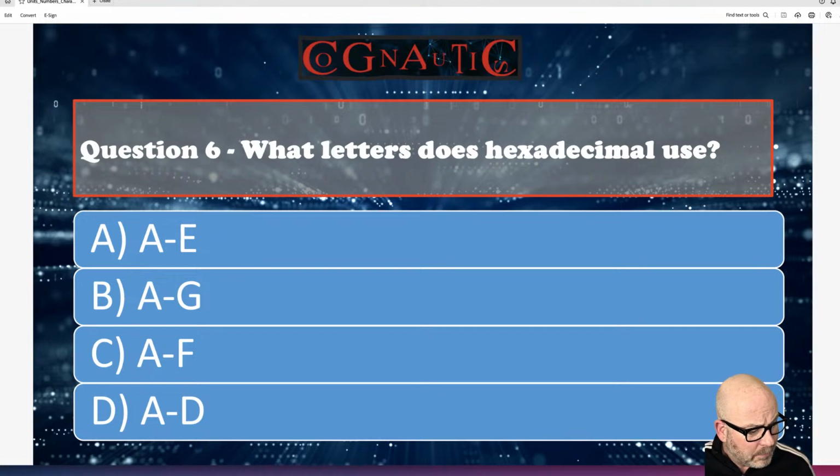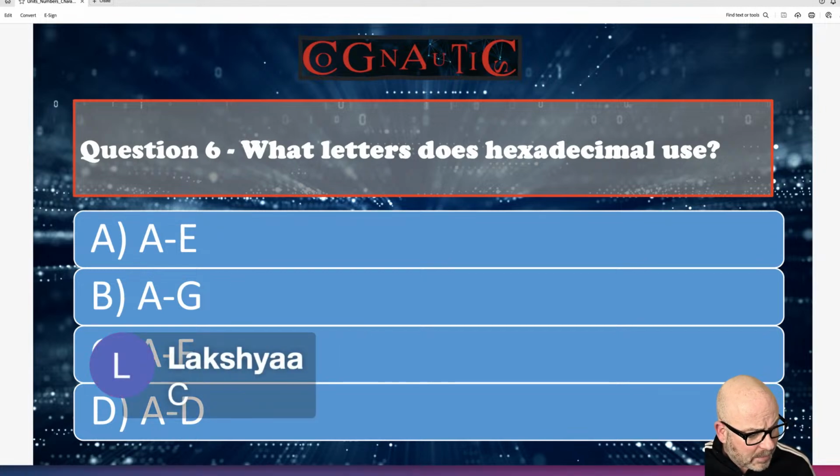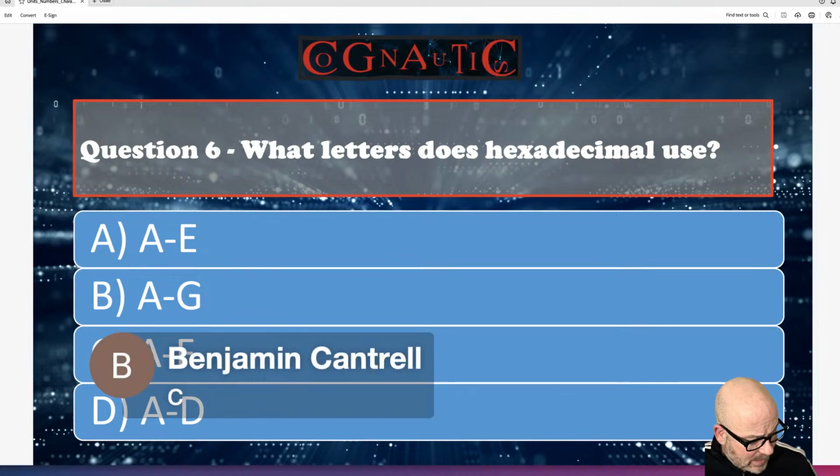Okay, look at these coming in. We've got Abrai says B. We've got Lakshaya saying B. Palak saying C. We've got Ben saying C. Let's have a look and see how you're doing. The answer is, drum roll, it's C.